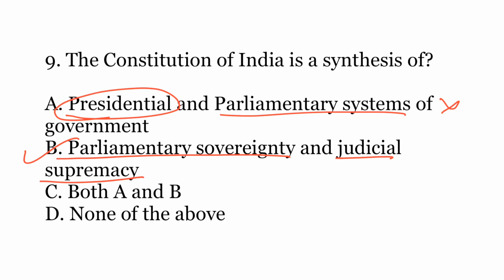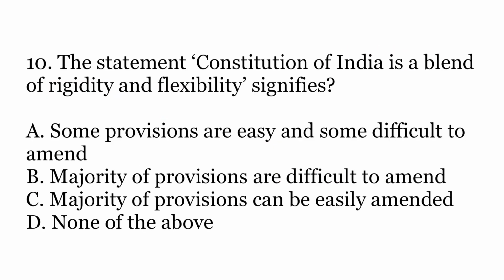The second statement is correct because the parliamentary sovereignty in India has been borrowed from the United Kingdom and the judicial supremacy has been borrowed from the United States of America, and it is a synthesis or a combination of both of these. Tenth and last question is, the statement: Constitution of India is a blend of rigidity and flexibility. What does it mean? Options: A, some provisions are easy and some difficult to amend. B, majority of provisions are difficult to amend. C, majority of provisions can be easily amended. Or D, none of the above.